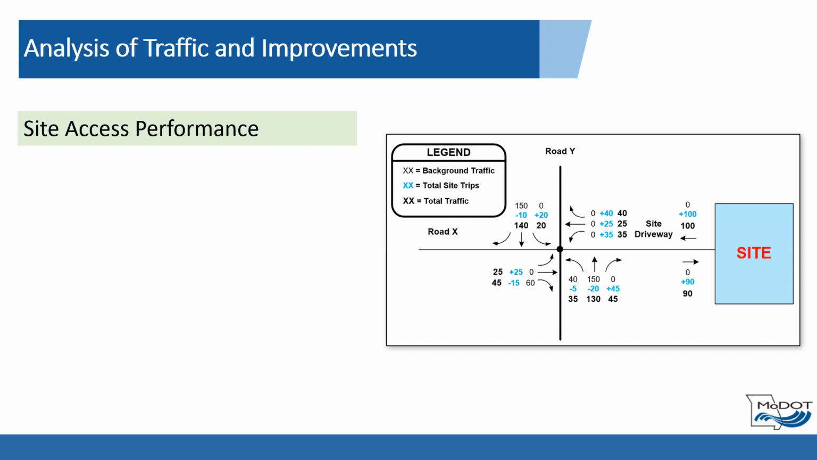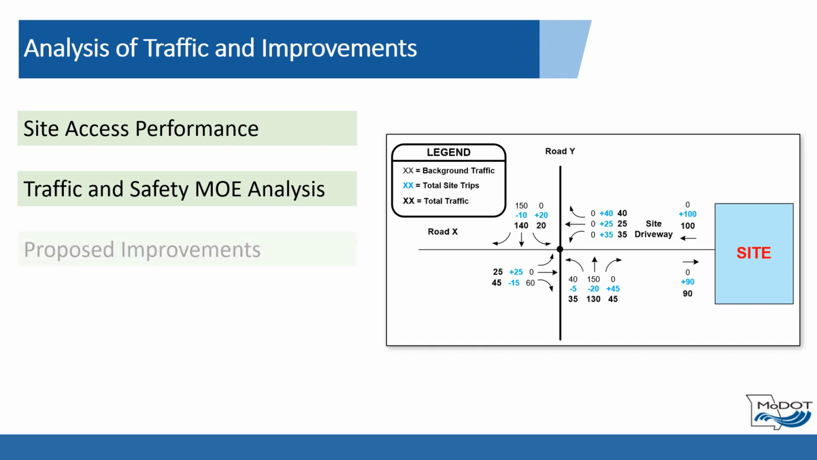and safety. Traffic and Safety MOE analysis evaluates and compares MOEs for the current transportation network, both with and without the proposed development. The goal is to convey how the development will influence traffic and safety conditions. The proposed improvements subsection summarizes how improvements to the existing transportation network may influence MOEs.